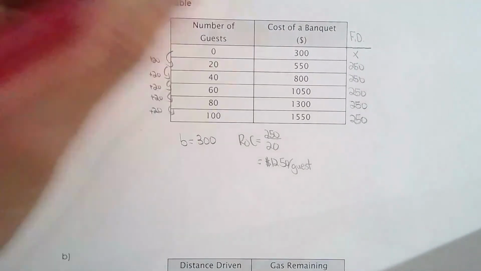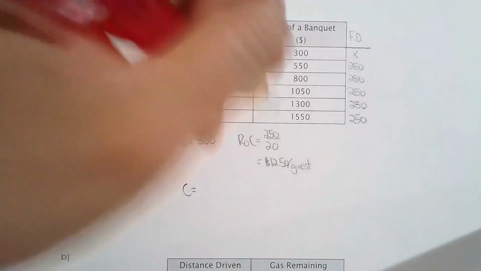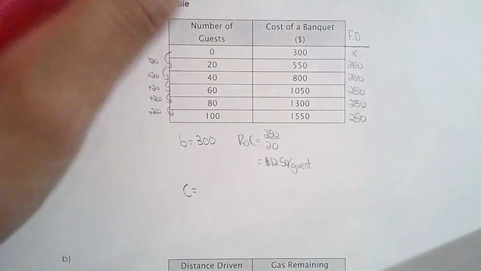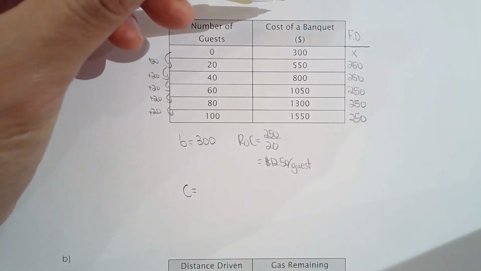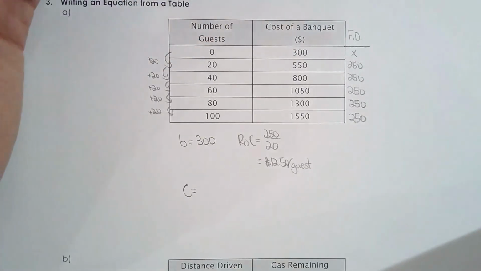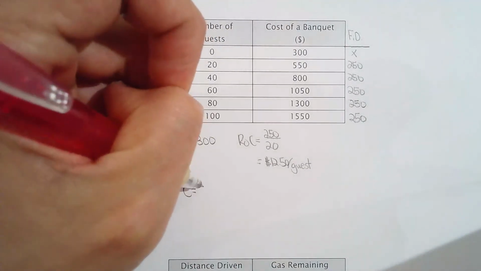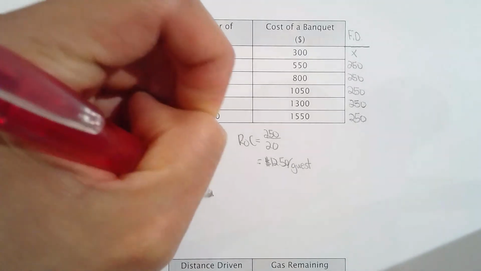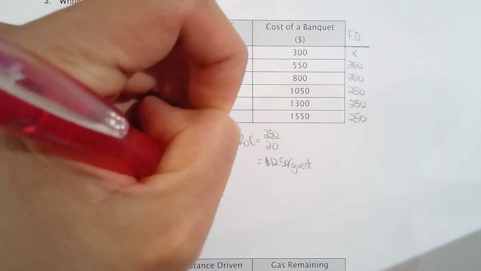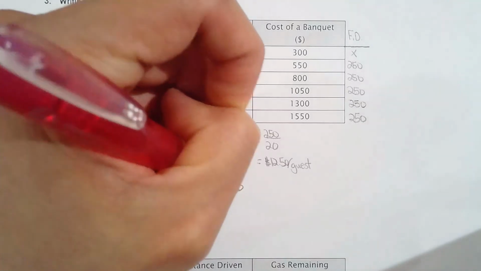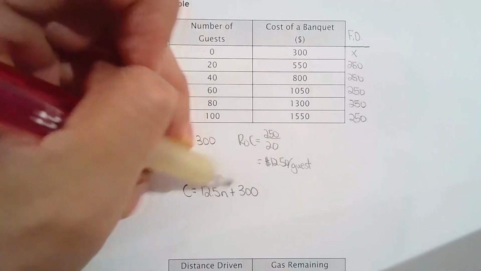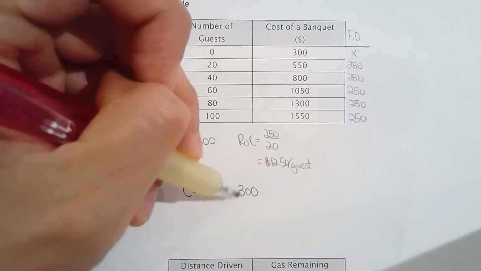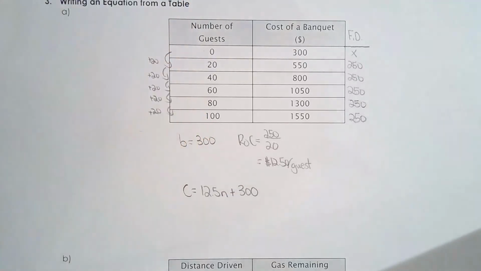So C, and like I said before, I'm forcing you to assign the variables. So I will tell you that cost of a banquet is C and number of guests is N. So C is equal to 12.5, the rate of change, N plus the initial value of 300. So it costs initially, right off the bat, $300 plus an additional $12.50 per guest coming to the banquet hall.